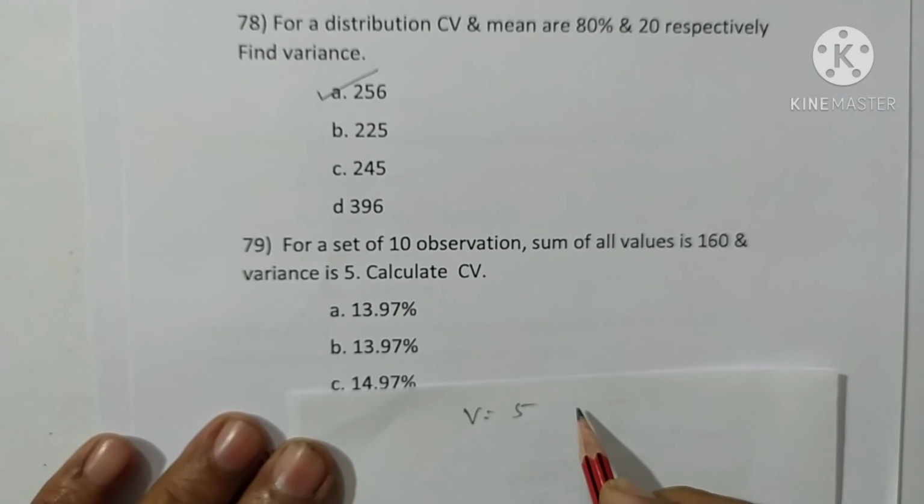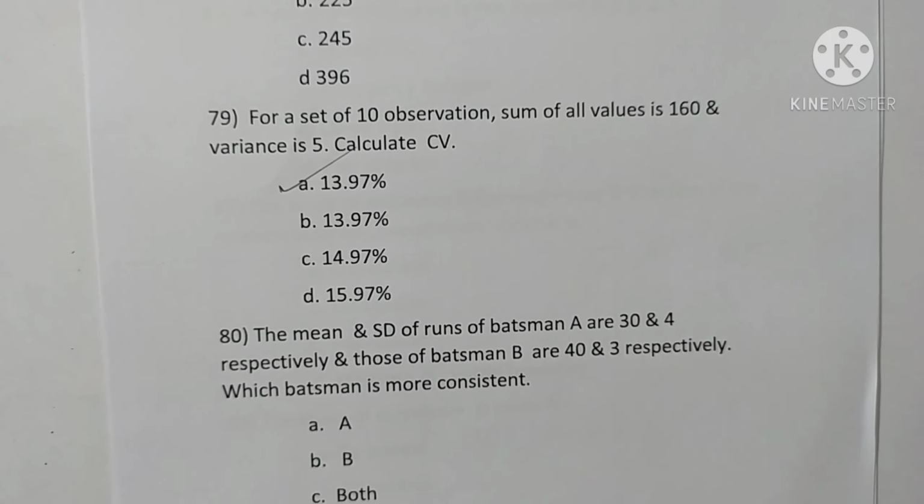Question 80. The mean and SD of runs of batsman A are 30 and 4 respectively, and those of batsman B are 40 and 3 respectively. Which batsman is more consistent? Here we have to find the coefficient of variation of both batsmen. First batsman A. Formula is SD upon mean. Here SD 4 and mean is 30. 4 upon 30 into 100. It means 400 divided by 30, or 40 upon 3, is 13.3. Now batsman B. Here batsman B SD is 3 upon 40 into 100. Here 300 upon 40, answer is 7.5. CV of batsman B is lower than batsman A, therefore batsman B is more consistent. Here answer B is the correct one.